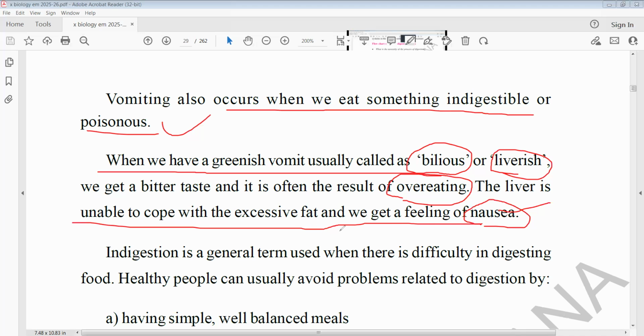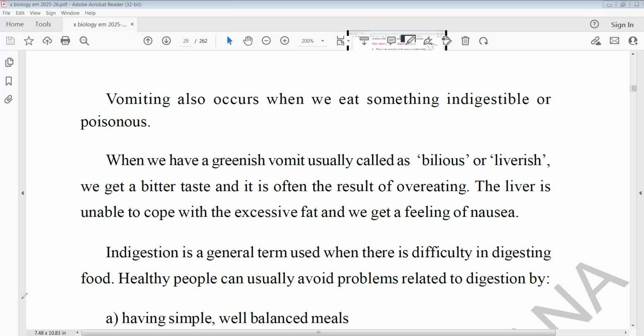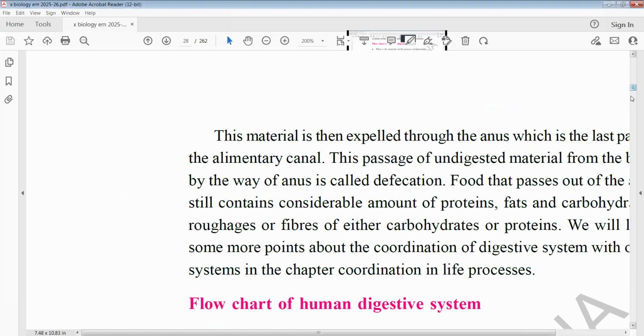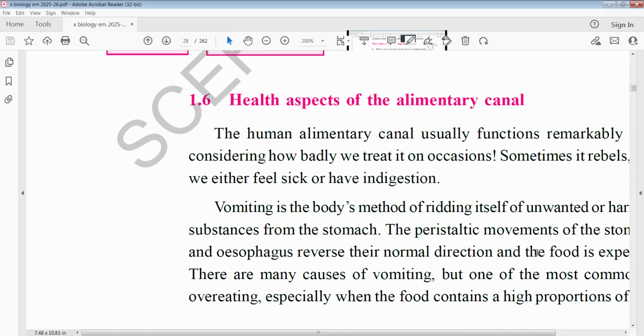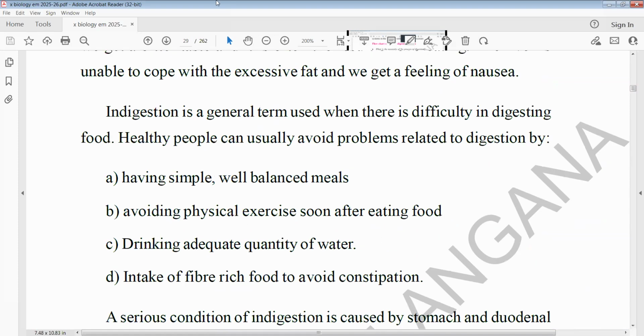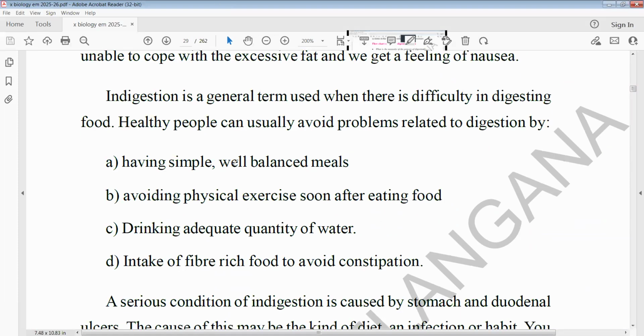Indigestion is a general term for difficulty in digesting food. Healthy people can usually avoid problems relating to digestion, so we must follow a proper diet. That is important to keep our body healthy against vomiting. We have to follow some precautions. Now here are some of the points. Have a simple, well balanced diet or meal.